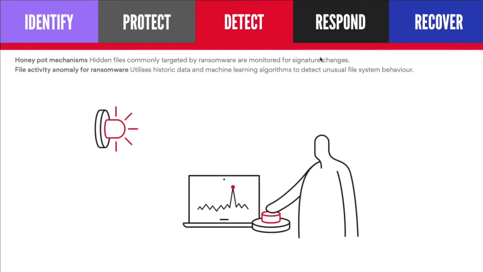Now, the other method that's used by Commvault in this case is a file activity anomaly search. So it's using machine learning that monitors your storage and learns what is a normal amount of data change for you. If it sees any unusual file system behavior, then it immediately kicks off some kind of alert. And then the thing that is important to do from here is how you can take the alert and that detection and quickly turn that into your response.